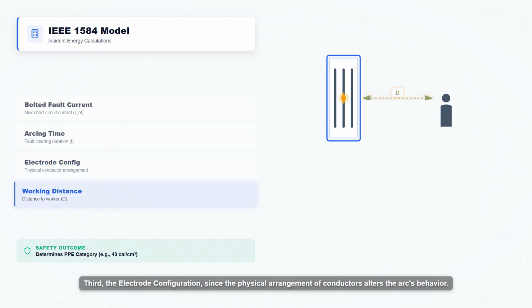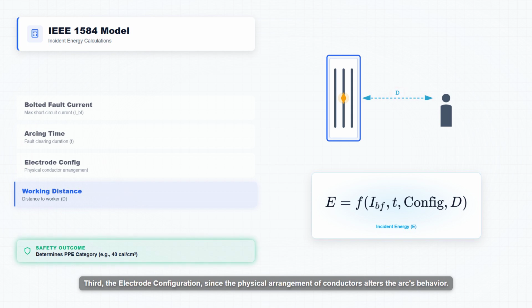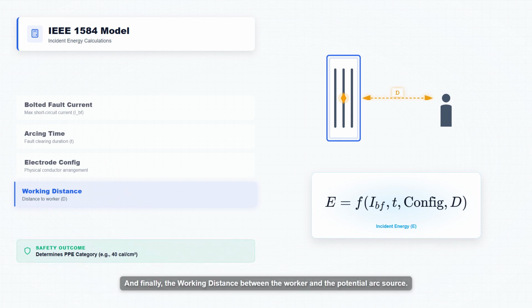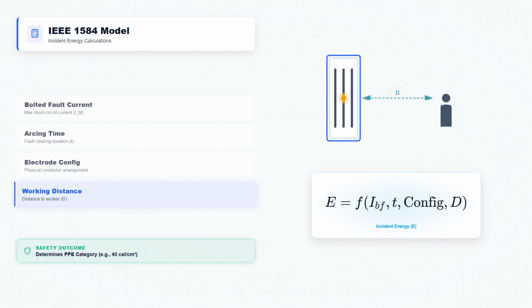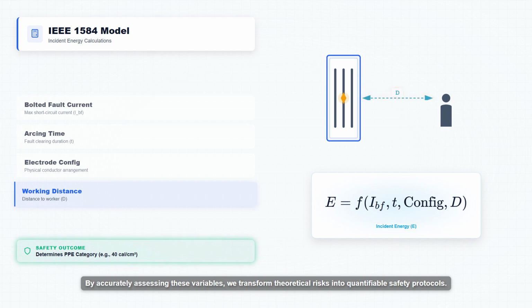Third, the electrode configuration, since the physical arrangement of conductors alters the arc's behavior. And finally, the working distance between the worker and the potential arc source. By accurately assessing these variables, we transform theoretical risks into quantifiable safety protocols.